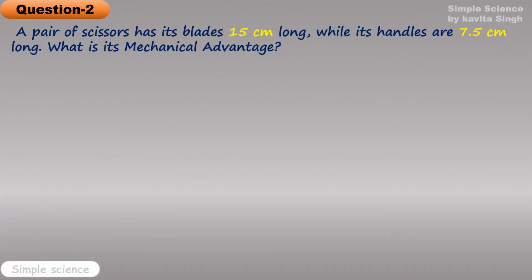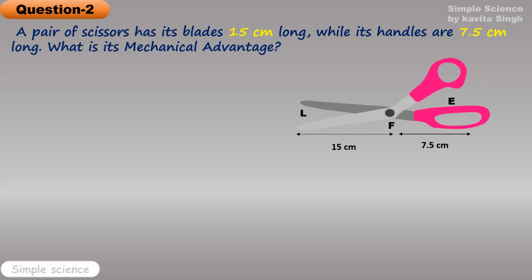Next question, question number 2. A pair of scissors has its blades 15 centimeter long while its handles are 7.5 centimeter long. What is its mechanical advantage?